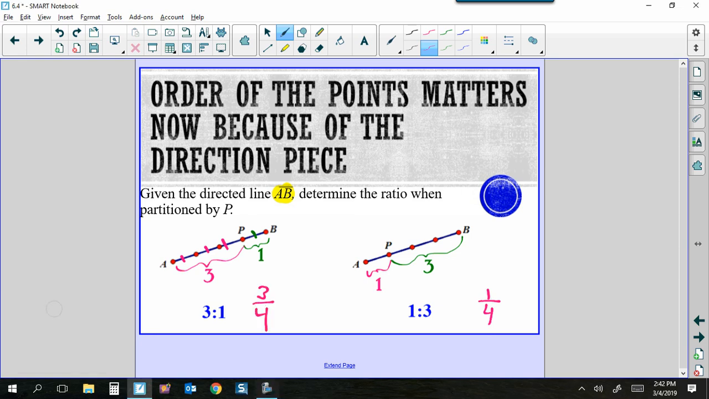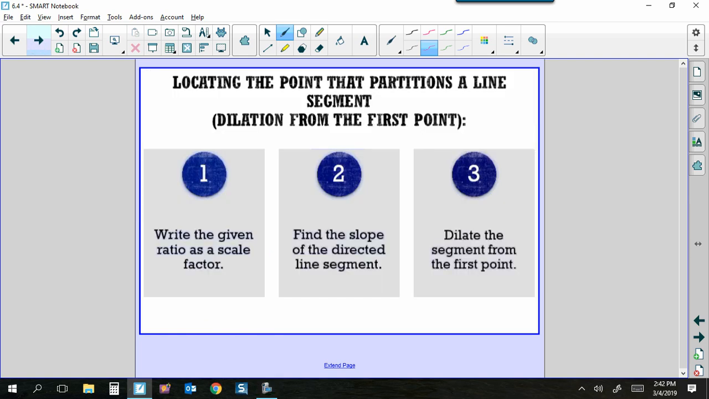Okay, so let's go ahead and move on to the next. If we are given a graph and you are asked to find the directed line, or the point that splits a directed line segment into a given ratio, here are the steps that you are going to need to follow.